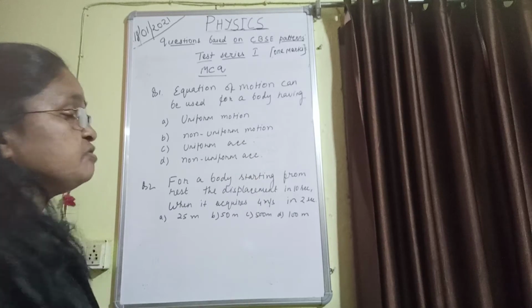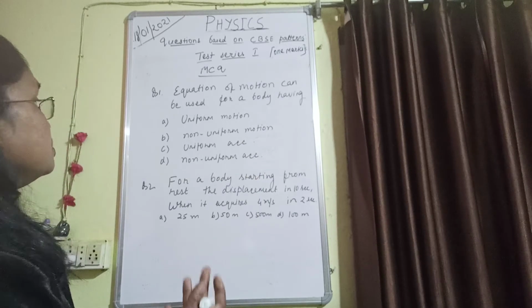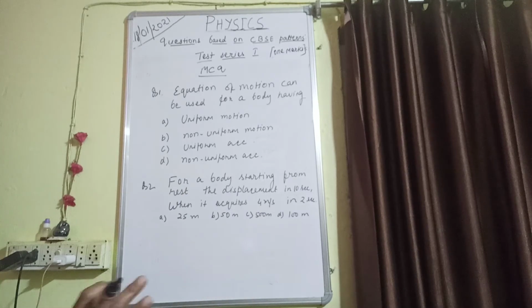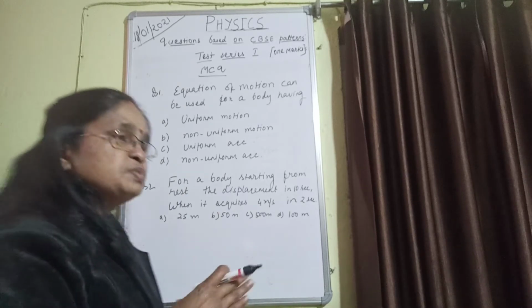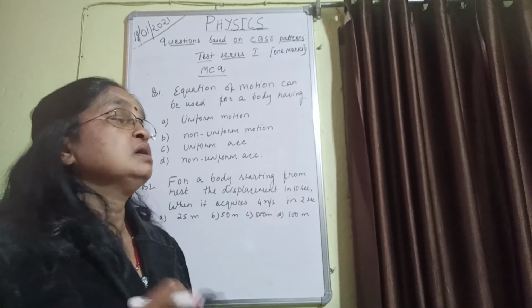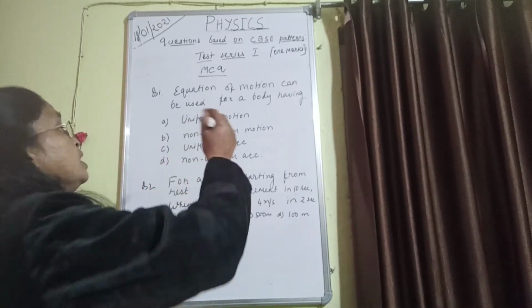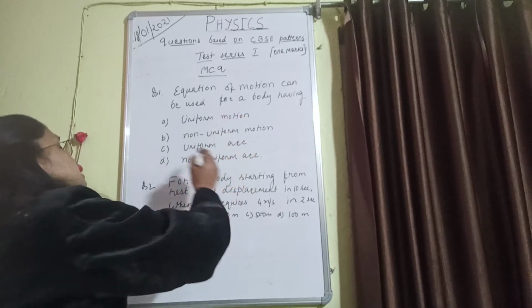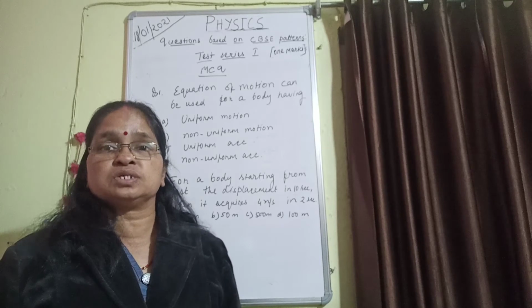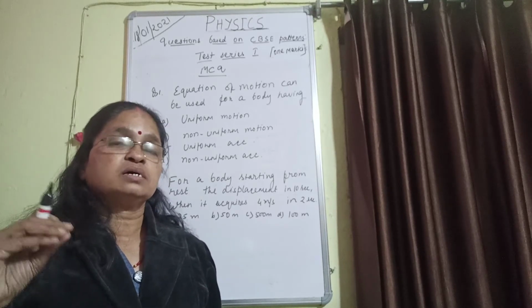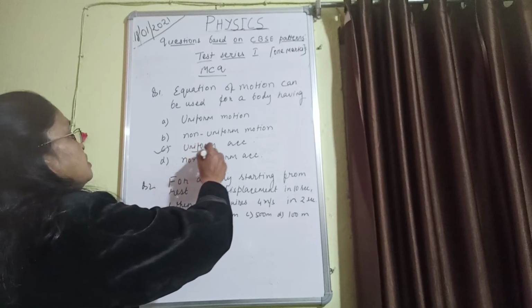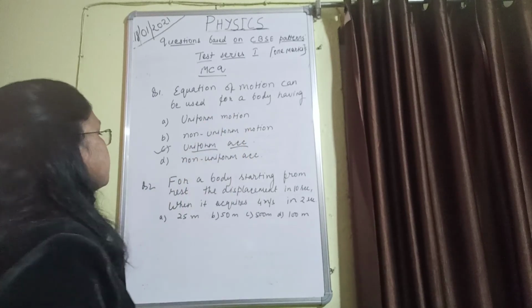So students, if we say uniform motion, motion generally we consider with a certain speed. The body is at a certain speed, and we say the body is in motion. So here, among all the 4, answer C will be correct, because only if it has an acceleration can we use the equation of motion. So option C is right, uniform acceleration.